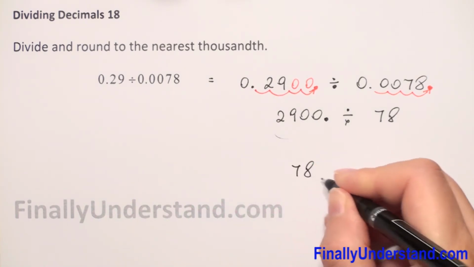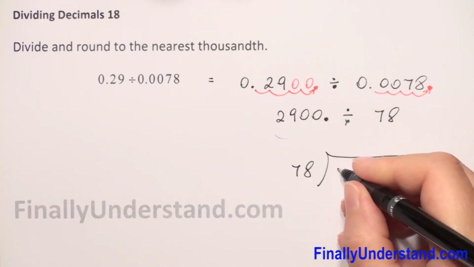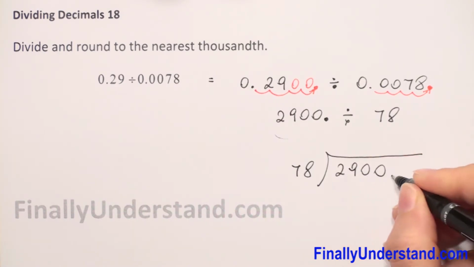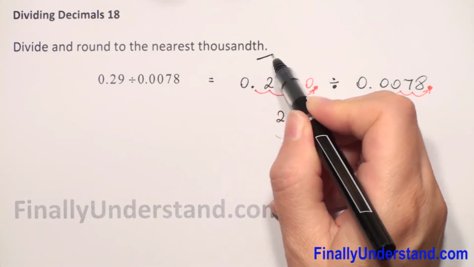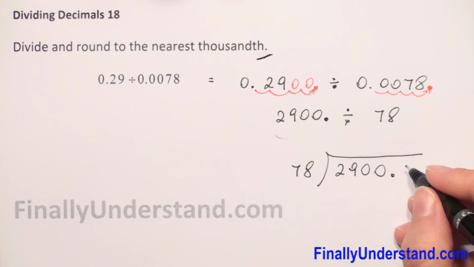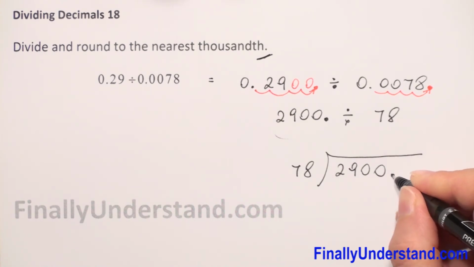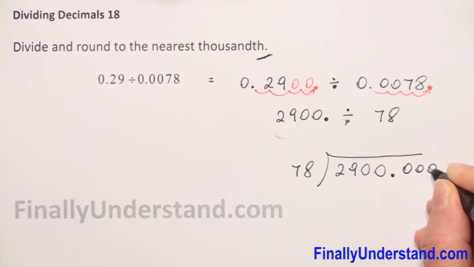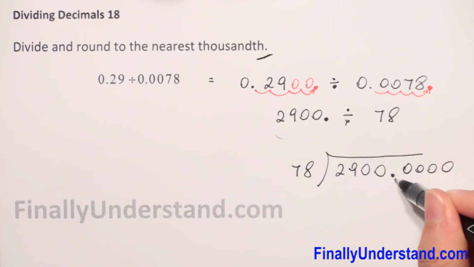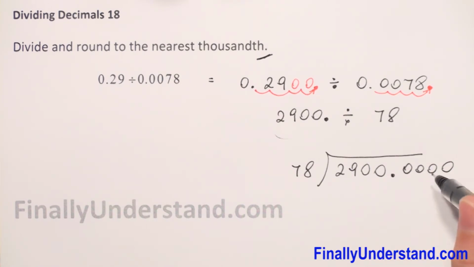We have 78 and our dividend is 2900 decimal point. What else? Because we need to round to the nearest thousandth, I need to have 4 digits after the decimal point, so I will add 4 zeros. I can always add zeros after the decimal point because it doesn't change the value of our number. And why 4 digits? Because the thousandth is the 3rd digit, after tenth and hundredth, and we need 1 extra digit to do rounding.